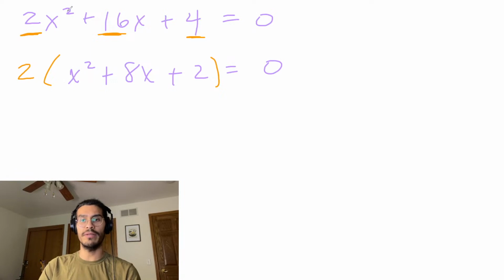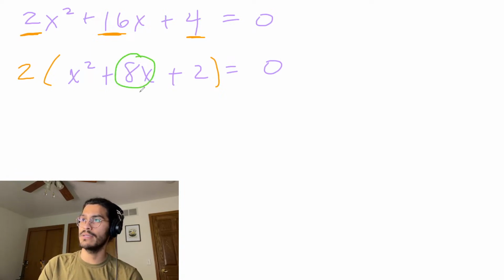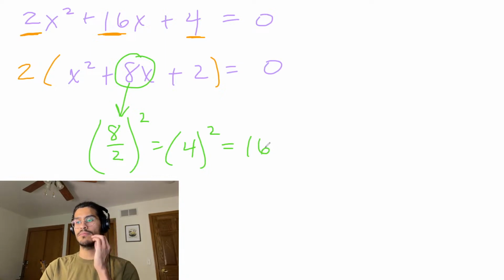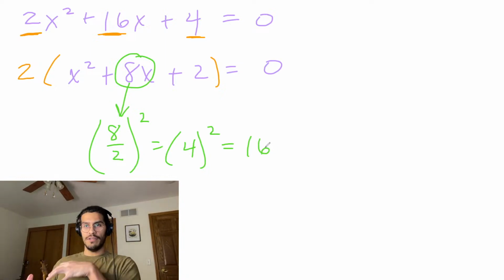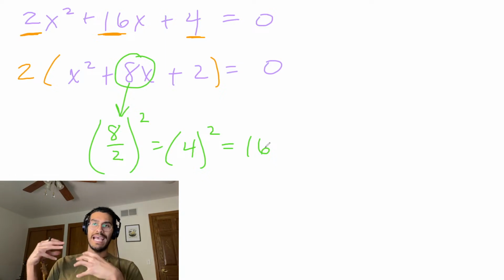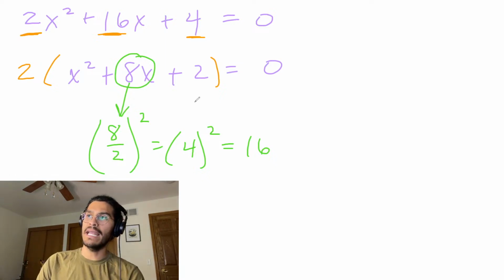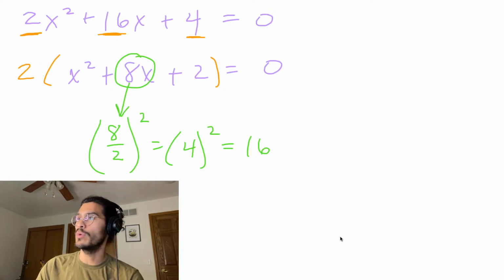Cool. Now we're going to go about this the same way. To complete the square, we're going to look at this middle term, 8. We're going to take that 8, divide it by 2, and square it. 8 divided by 2 is 4. 4 squared equals 16. So, based on the first example, we might think, okay, cool, we're going to add 16 to both sides. And it's very similar, but let's add it inside this parentheses first and see what that looks like.